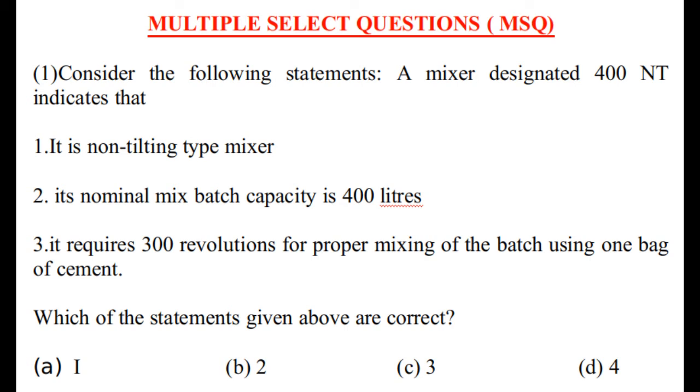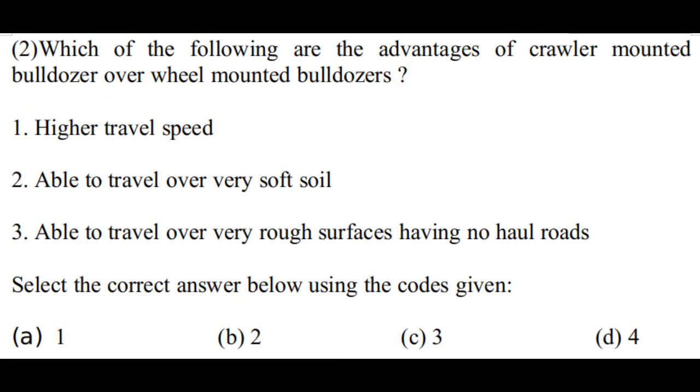A mixer designated 400 NT, where NT stands for non-tilting. So the first statement is correct, it is a non-tilting type mixer. And the second, the number 400 indicates the nominal mix batch capacity. So statement 1 and statement 2 are correct. Let us have a look at the second question.